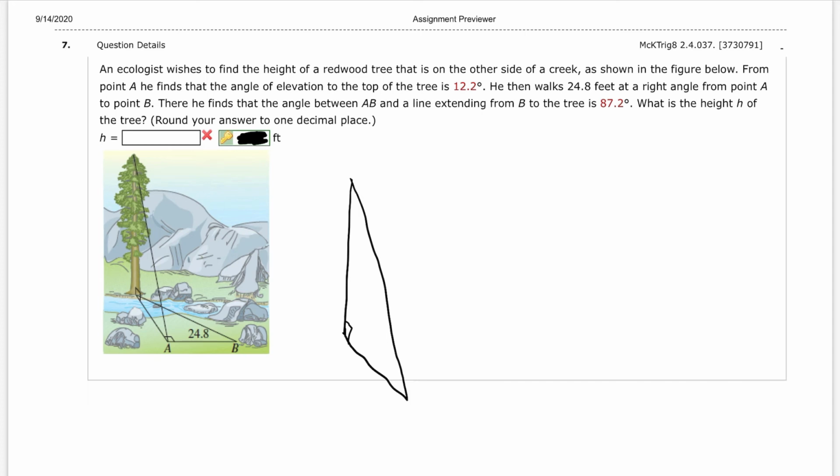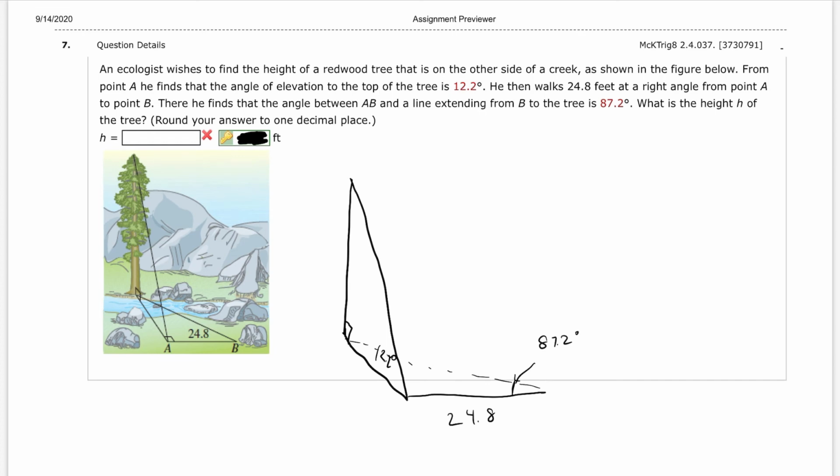So this angle is 12.2 degrees. He then walks 24.8 feet to the right. So that would be this right here. Okay, that's 24.8. Right. And then he finds the angle between A and B. So this other angle that goes over here, that angle would be 87.2 degrees, this angle here.